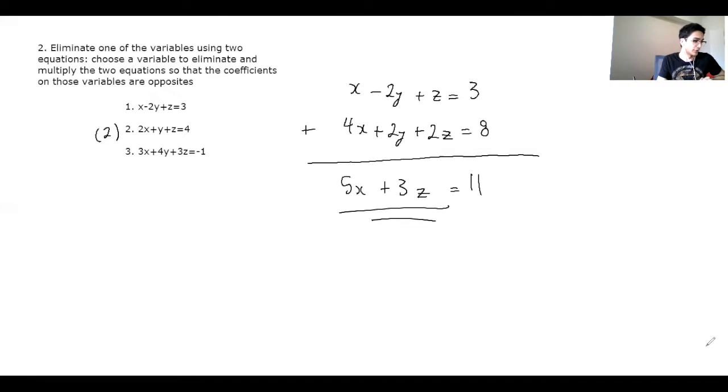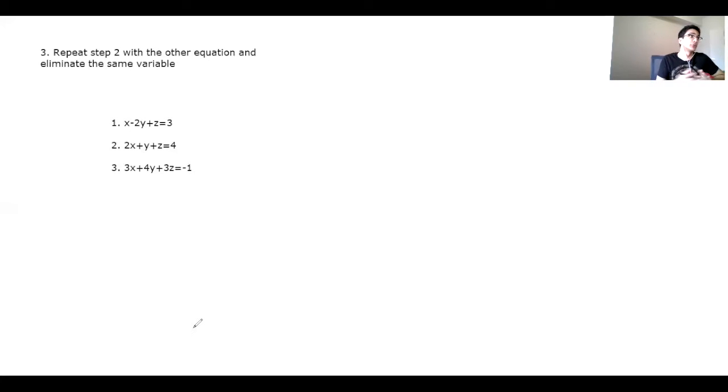So with that out of the way, let's go ahead and move on to step 3, which is repeating step 2, but now with the other equation. And it's very crucial that we eliminate the same variable. So we eliminated y in the first one, and we're going to eliminate y once again. So now that I'm looking at this, I know that I need to use this equation somehow. And I noticed this first equation is negative 2y, right? And I have 4y on the second one.